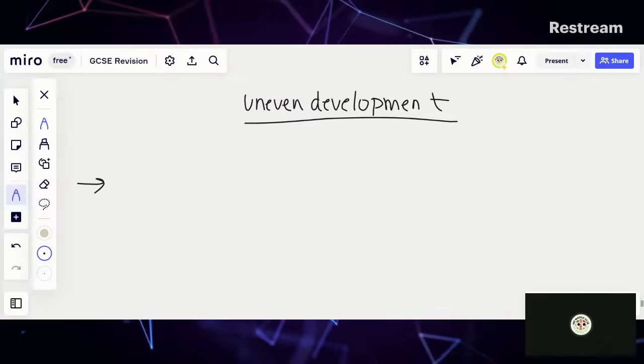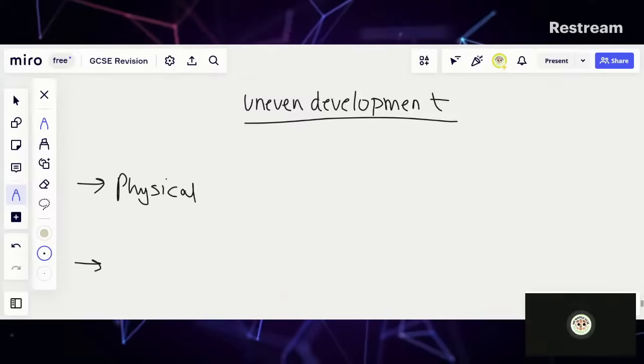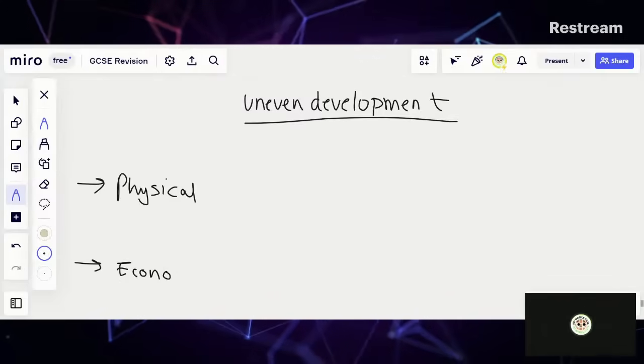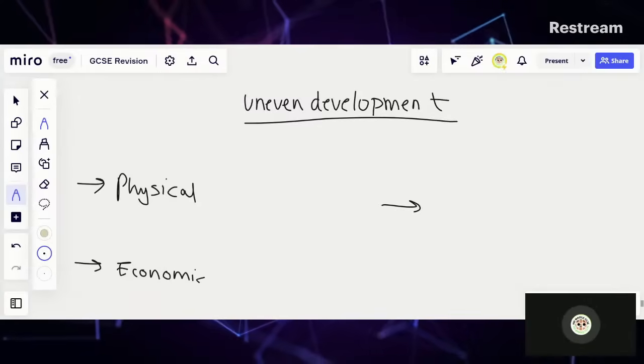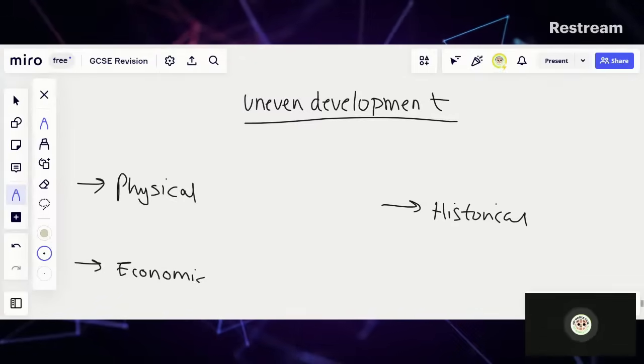Firstly, physical factors. Secondly, economic factors. And finally, historical factors. Now, all of these mean that some countries are richer and some countries are poorer. So let's look at them in detail.